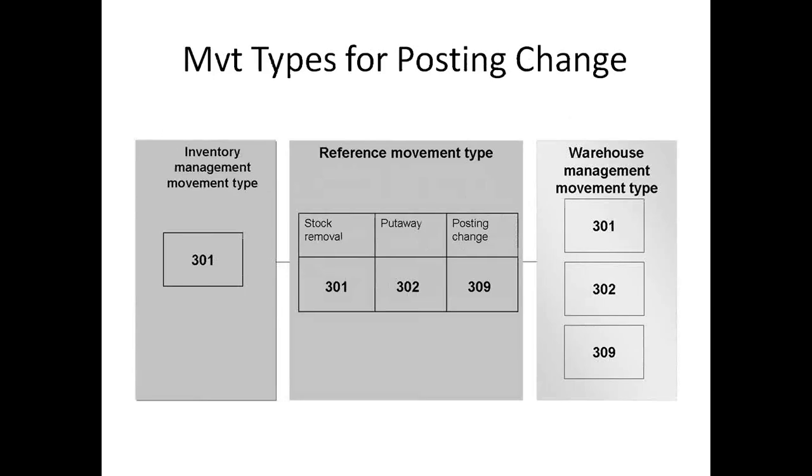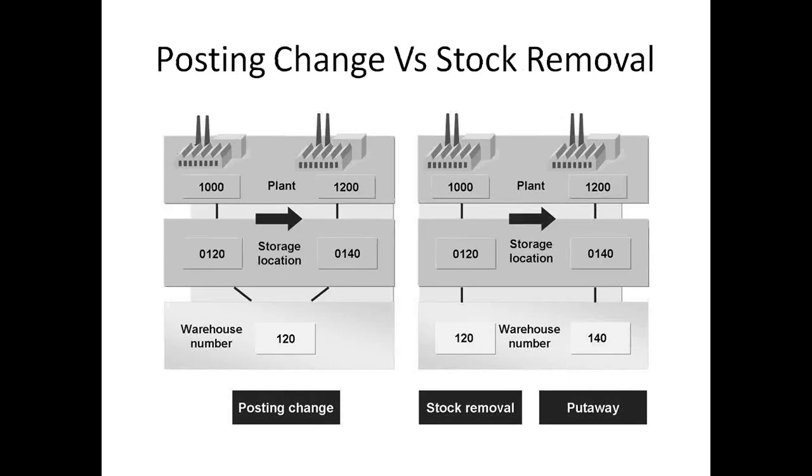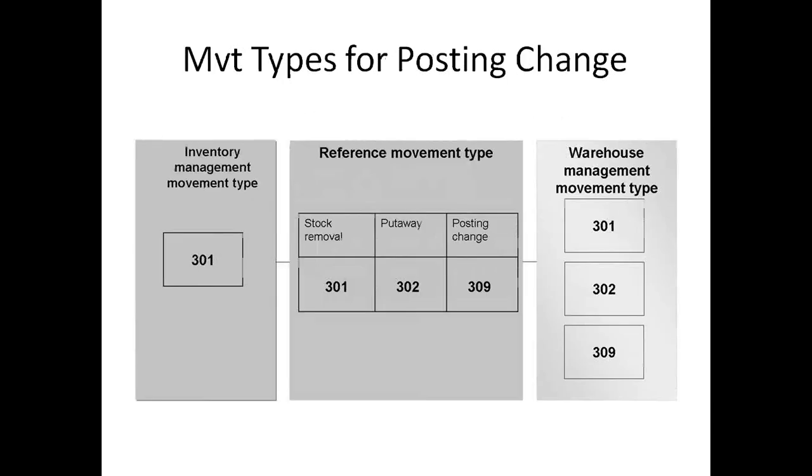But if it is this kind of process with different warehouse management, then it will be fixed as 301 for stock removal and 302 for put away. Got it? Okay.